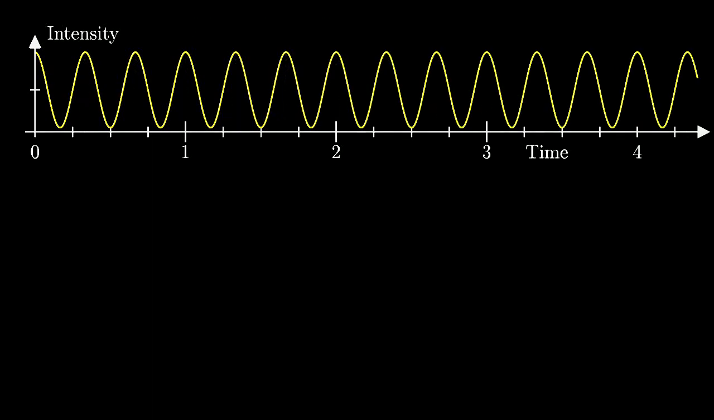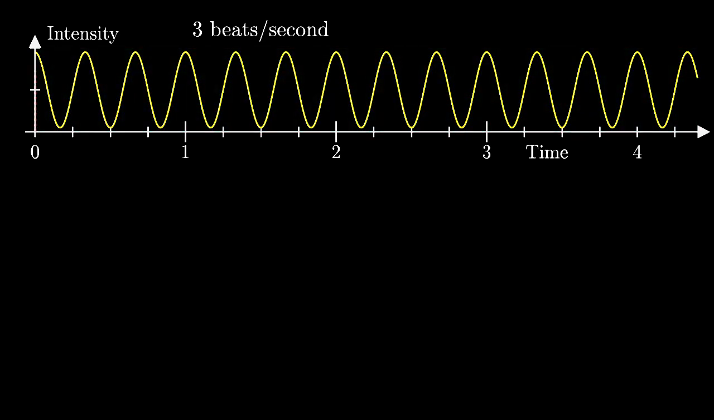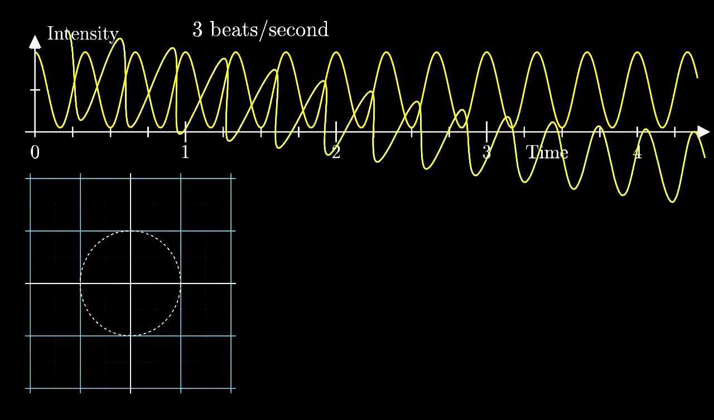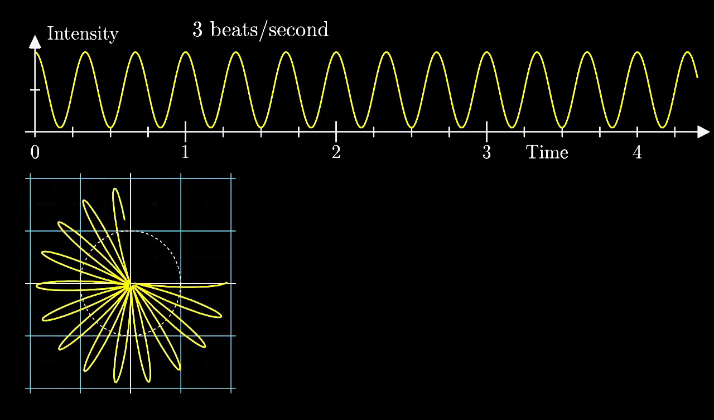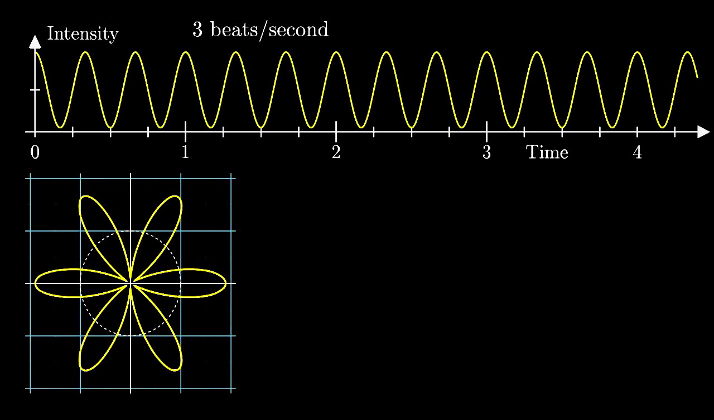To start, consider simply taking a pure signal, say with a lowly 3 beats per second, so that we can plot it easily. And let's limit ourselves to looking at a finite portion of this graph, in this case the portion between 0 seconds and 4.5 seconds. The key idea is going to be to take this graph and sort of wrap it up around a circle. Concretely, here's what I mean by that.